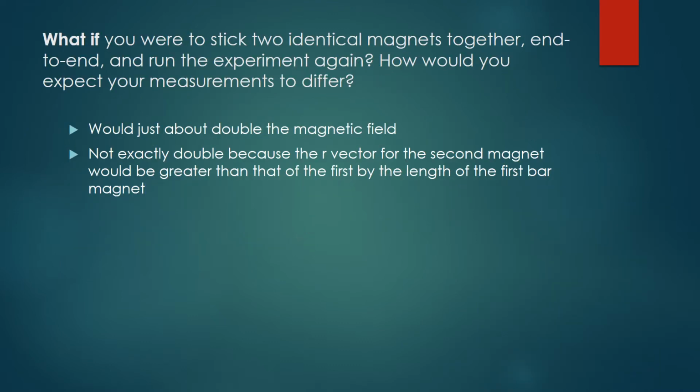Now, if we were to repeat this experiment with 2 identical bar magnets stuck together end to end, then we would observe that the magnetic field recorded would be almost double that of our first run through of the experiment. This would not exactly be double because the R vector for the second magnet would be greater than that of the R vector of the first magnet. It would be greater by a distance equal to the length of the first bar magnet, making the contribution of the magnetic field overall from the second bar magnet less than that of the first bar magnet, resulting in a less than double magnetic field.